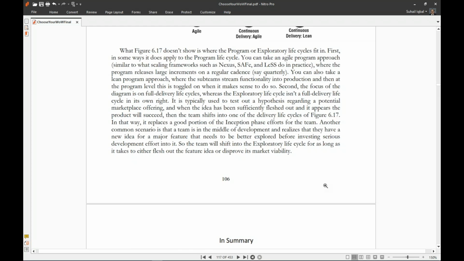Another common scenario is that a team is in the middle of development and realizes that they have a new idea for a major feature that needs to be better explored before investing serious development effort into it. So the team will shift into the exploratory life cycle for as long as it takes to either flesh out the feature idea or disprove its market viability.